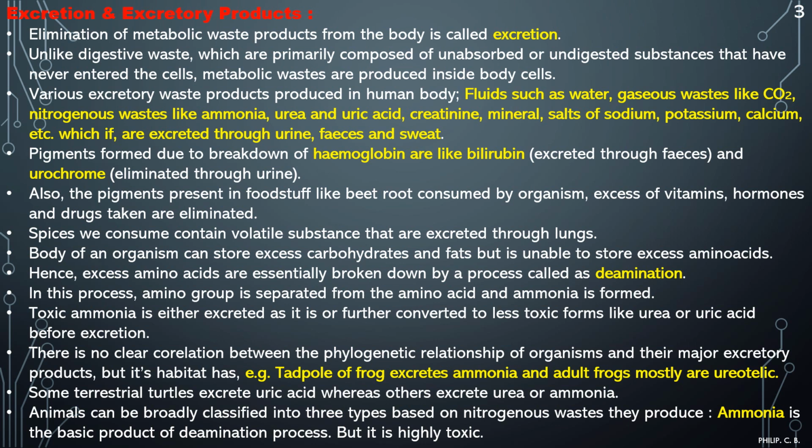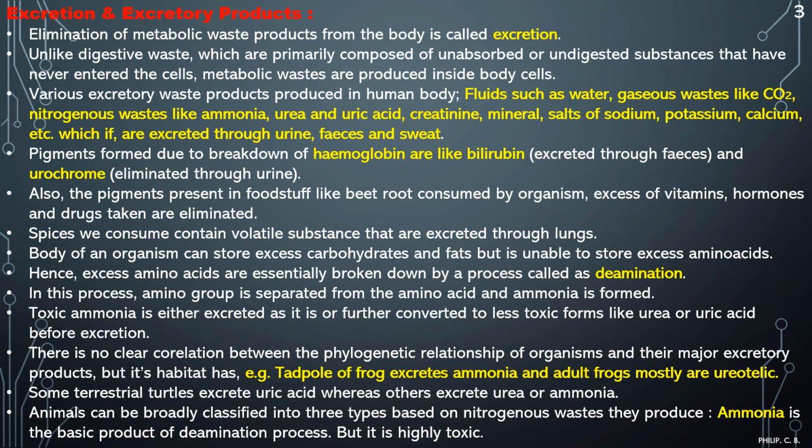the excretory product. Like the tadpole of a frog excretes ammonia as it is present in water, and adult frogs are mostly ureotelic because they are present in water but also on land. Further, some terrestrial turtles excrete uric acid whereas others excrete ammonia. So you can see in terrestrial turtles itself there are differences. Certain ones produce uric acid and certain ones urea or ammonia.